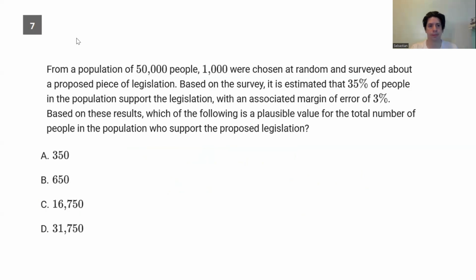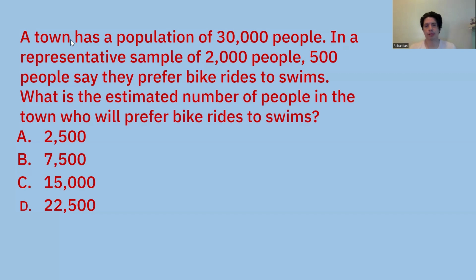Okay, so a town has a population of 30,000. In a representative sample of 2,000 people, 500 people say they prefer bike rides to swims. Okay, I prefer swimming to bike rides, but what is the estimated number of people in the town who will prefer bike rides to swims? Okay, if you prefer swimming or bike rides, let me know in the comments. We can maybe run our own poll here.